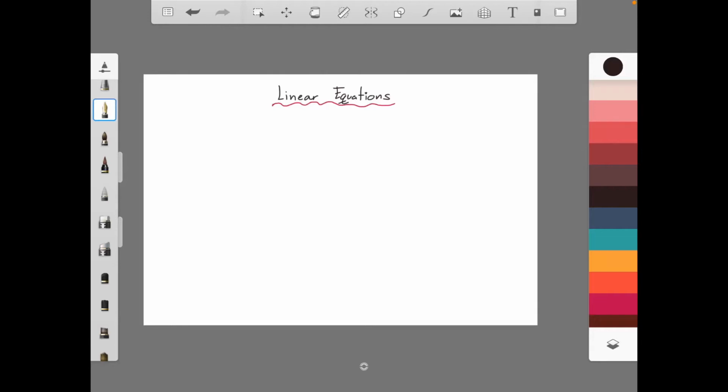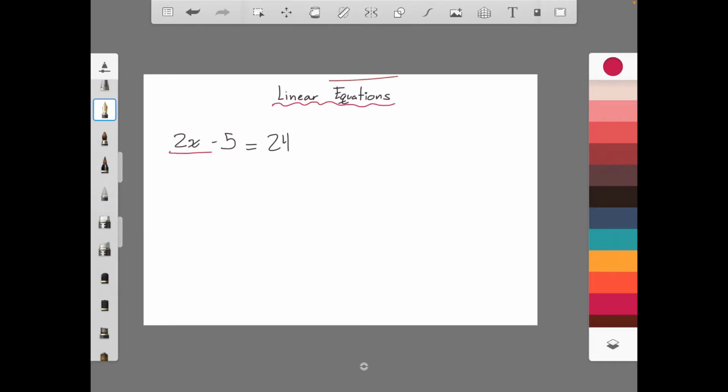Today we are going to talk about linear equations. So first of all, we need to understand or review what equations are. Okay, so an equation is a way to express an equality between two mathematical expressions. Okay, so for example, 2x minus 5 is equal to 24.